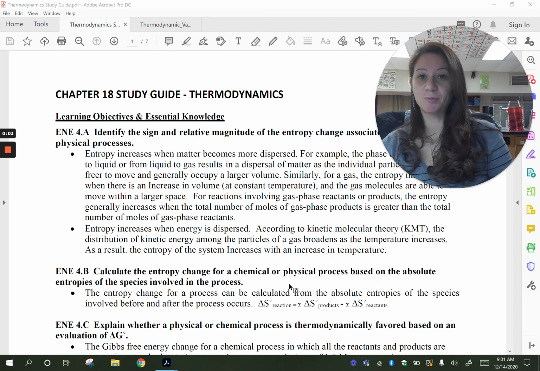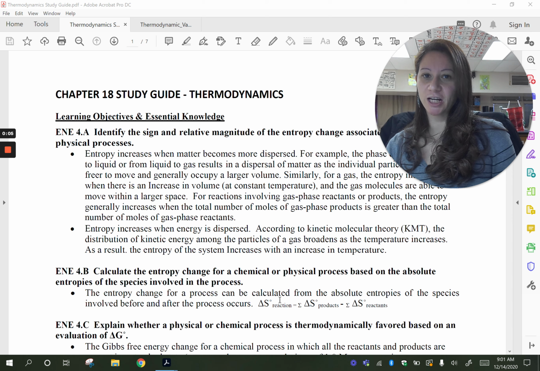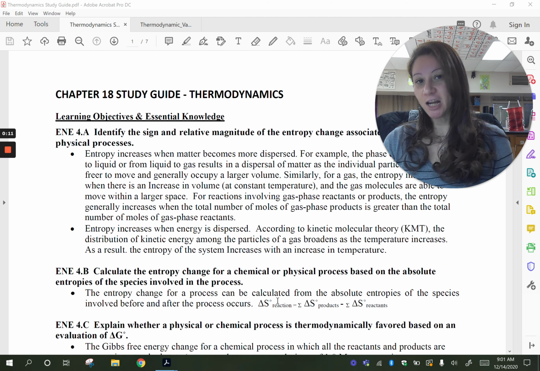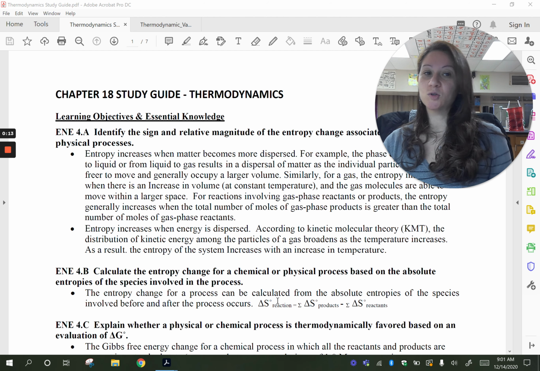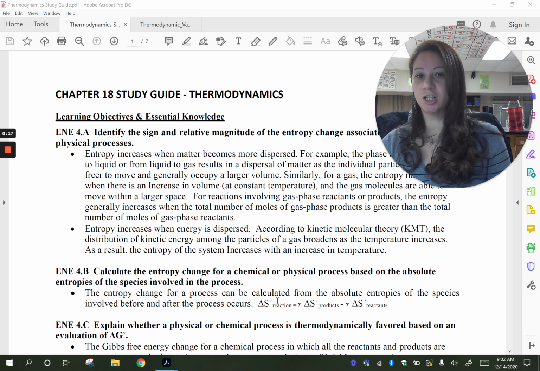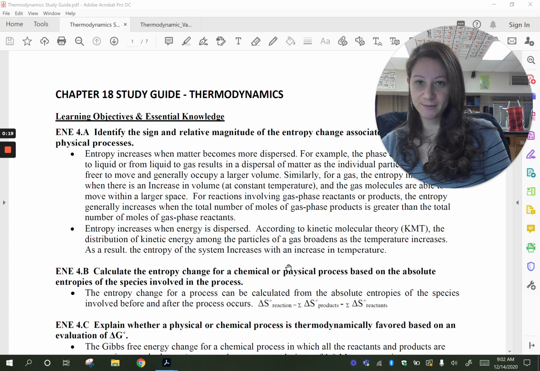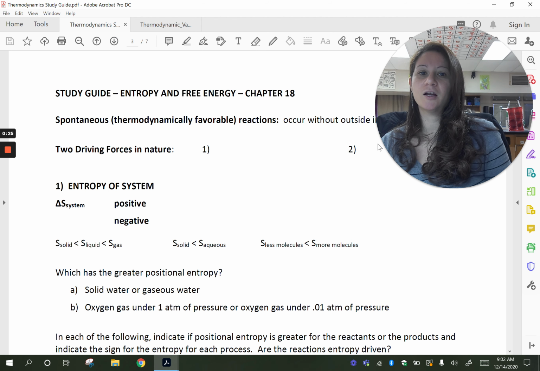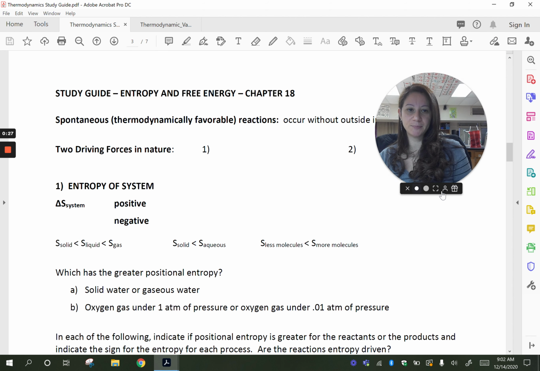Today we're going to start chapter 18, which talks about thermodynamics. So if you remember, thermochem had to do with delta H. Thermodynamics includes delta H, but it also includes Gibbs free energy, which is delta G, and also entropy, which is delta S. So as always, we have our learning objectives or learning targets. Make sure that you read those and use them as a checklist.